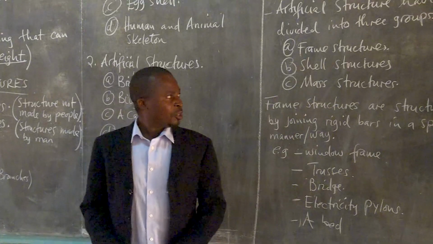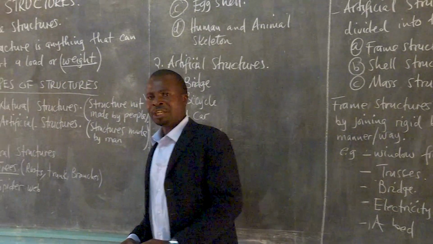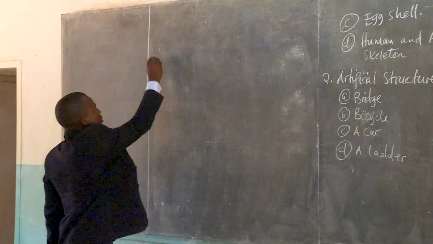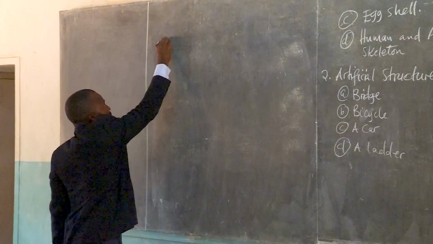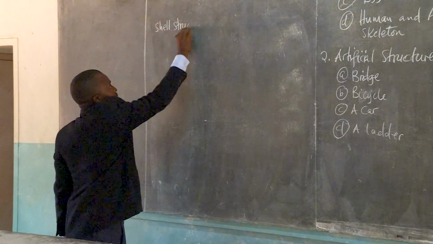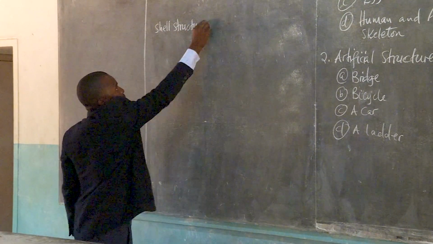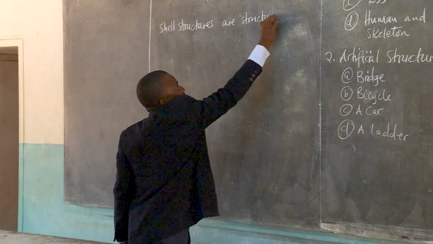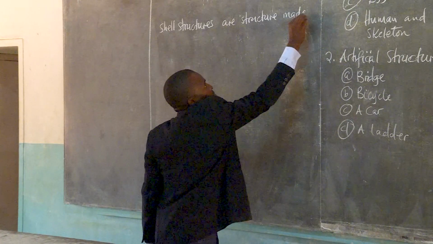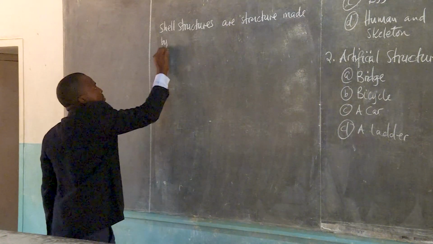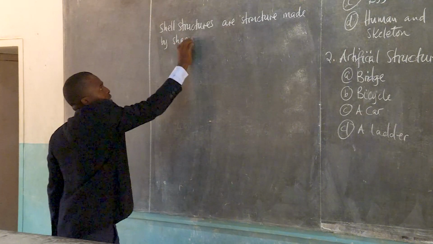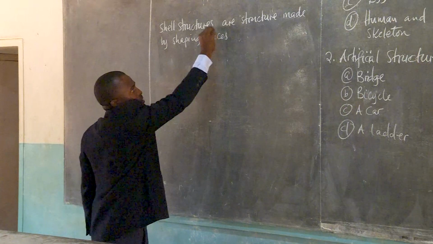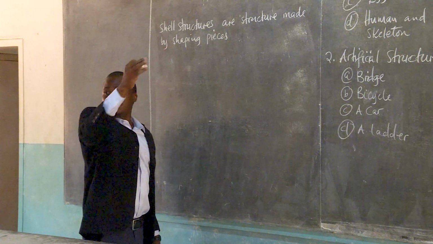Okay, let's talk about shell structures. What are shell structures? Blessings. Structures that are made by shaping tissue materials. Shell structures are structures made by shaping pieces. No?